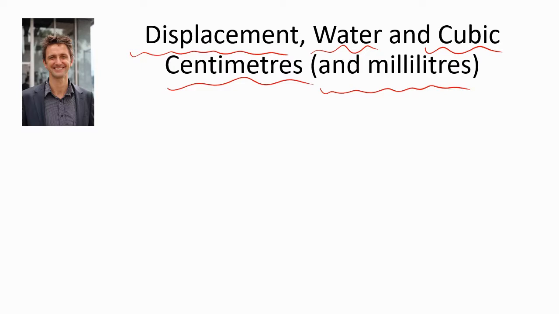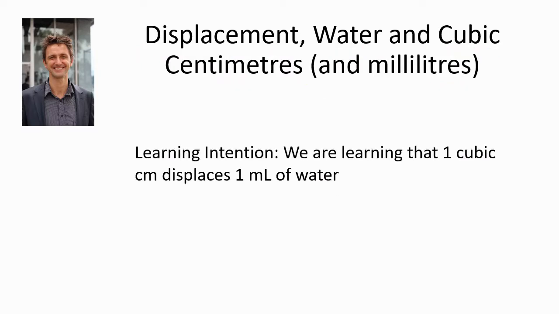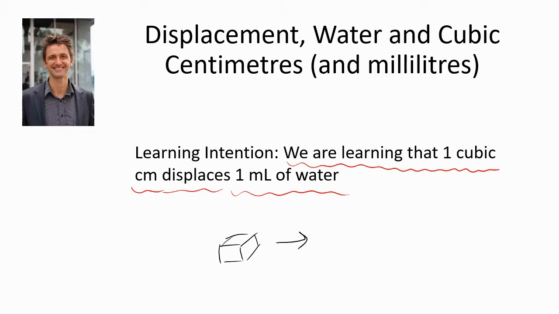So our learning intention, I guess, is that we are learning that 1 cubic centimetre displaces or moves 1 millilitre of water, which looks a bit like this. Here's a little tiny cubic centimetre, like those little wooden blocks you've probably seen, and that actually shifts exactly 1 millilitre of water. So if you put this in here, the water should go up by 1 millilitre.